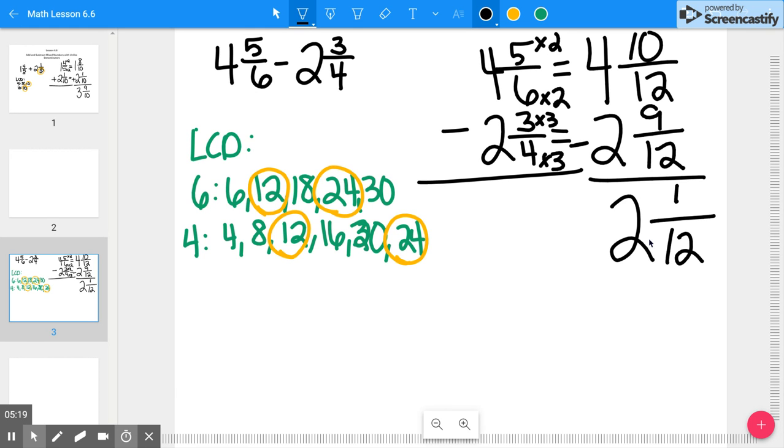So before I say I'm done, I need to check to make sure I don't need to simplify. Remember, when you simplify, you divide the top and bottom by the exact same number. So I could do 12 divided by 2, but can I do 1 divided by 2? Nope. When your numerator has a 1 in its spot, you know that you are in simplest form. So I am totally done with this problem. My answer is 2 and 1/12.